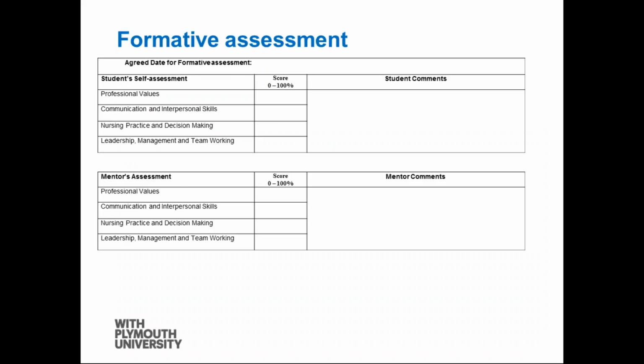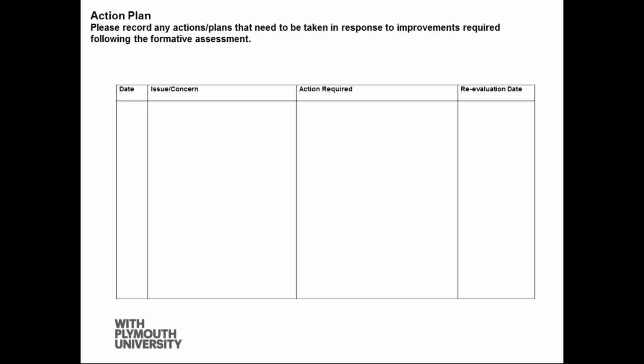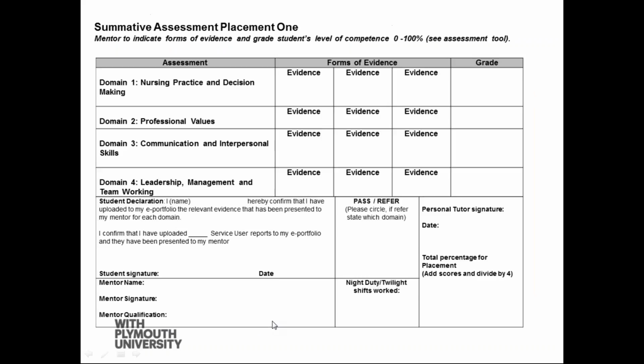So as we normally do, we would require formative assessment. Again, for each domain, the student assesses themselves and then the mentor assesses them. What you do at this point is discuss how things are going and where students need to go to improve, and therefore we have an action plan. What areas, what actions required, and when it's going to be reviewed. It's very standard formative assessment.